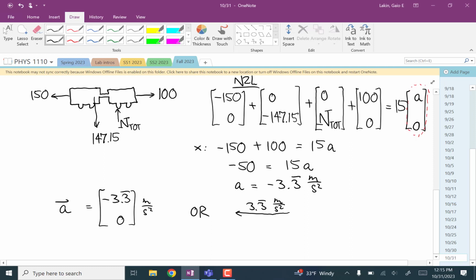Would you accept either the arrow or the... Yes, either one is fine. Yep, that's true of any vector. You can always give your vector answers. Obviously, you can always give them as components, but you can also always give them as just an arrow and a magnitude.